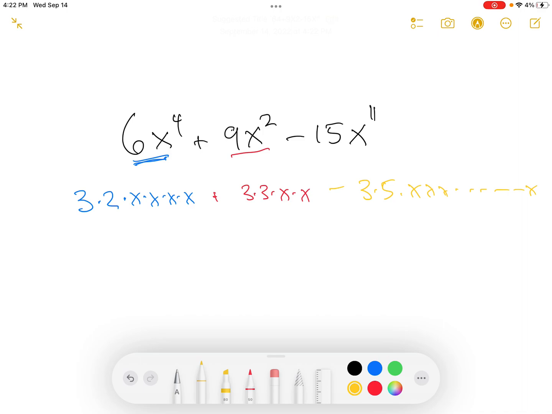So what do all of these things have in common? Well, they all have a 3 in common. So let's write that there. They all have an x in common. And they all have another x in common.